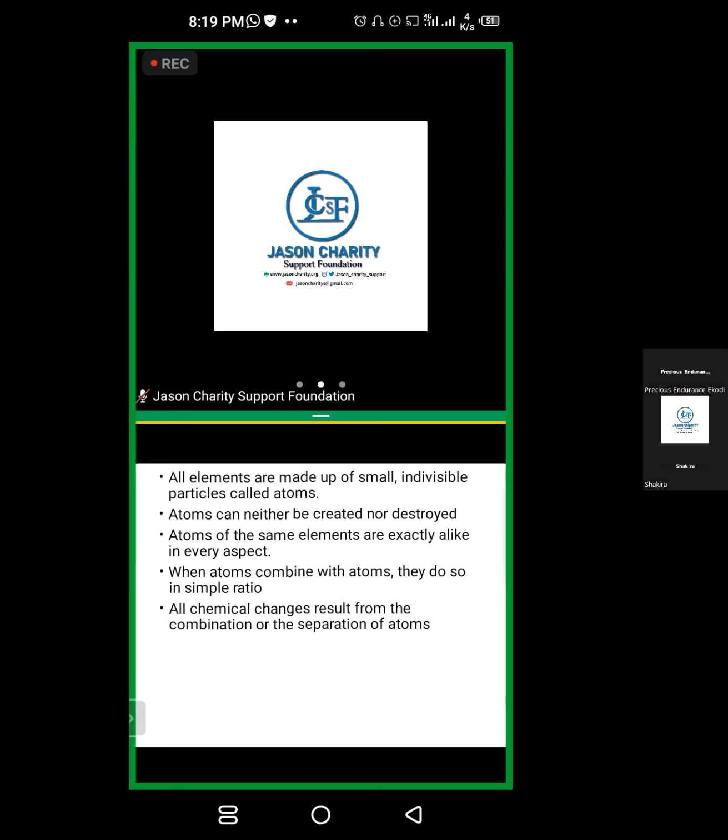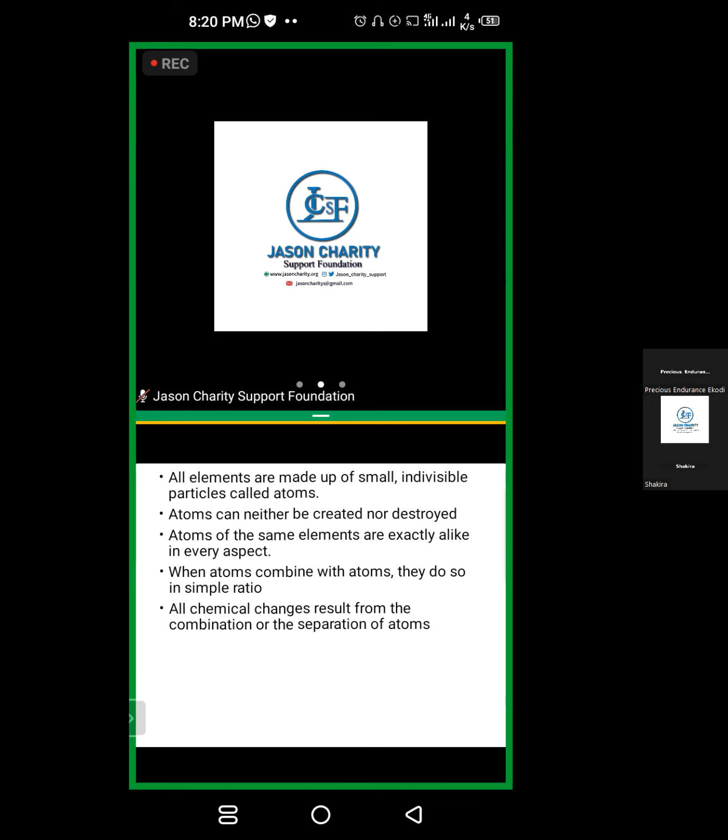And he also said that when atoms combine with other atoms, they do so in simple ratio. They cannot be bigger than they are. He was looking at, say, water. Water is just H2O. That's two atoms of hydrogen, one atom of oxygen. He says that is how simple they come. And he also said that all chemical changes result from the combination or the separation of atoms.